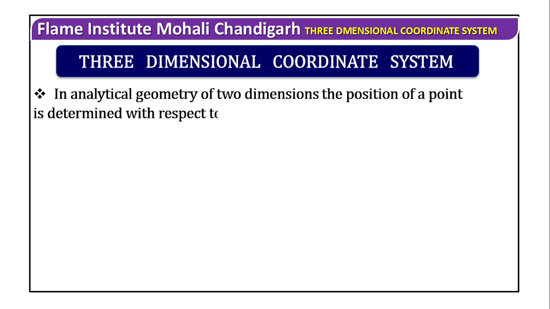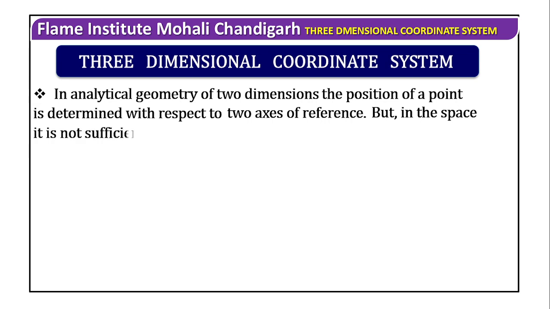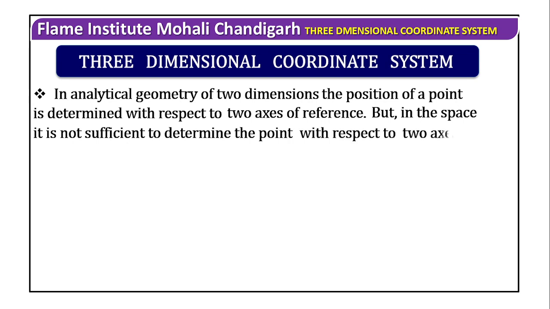In an analytical system or geometry of two dimensions, the position of a point is determined with respect to two axes of reference, but in space it is not sufficient to determine the point with respect to the two axes.